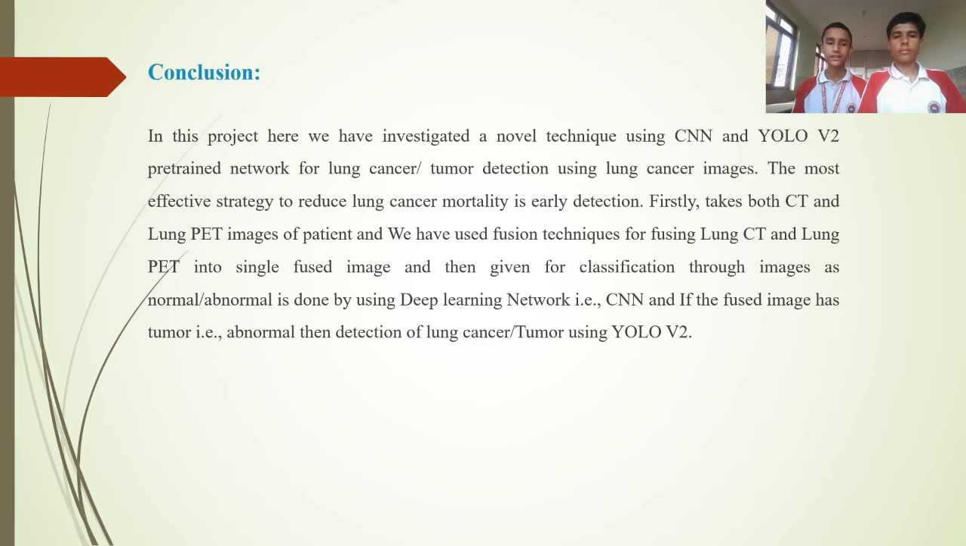The most effective strategy to reduce lung cancer mortality is early detection. Firstly, we take both CT and lung PET images of the patient, and we have used fusion techniques for fusing the lung CT and lung PET image into a single fused image, and then classification of images as normal or abnormal is done by a deep learning network, that is CNN. And if the fused image has a tumor, that is, it is abnormal, then detection of lung cancer is done with YOLO V2.